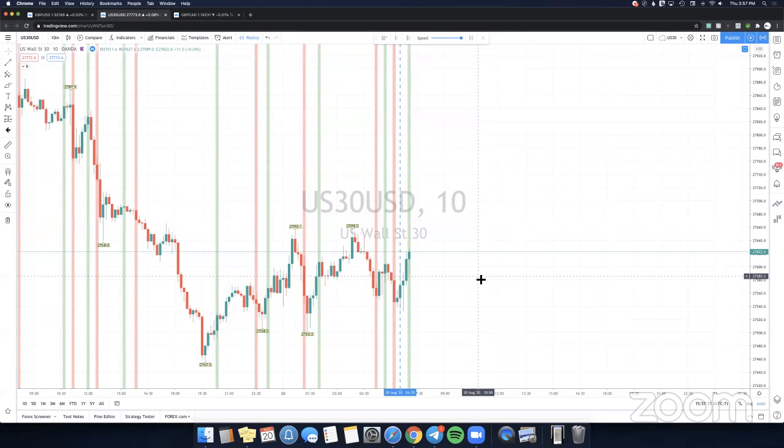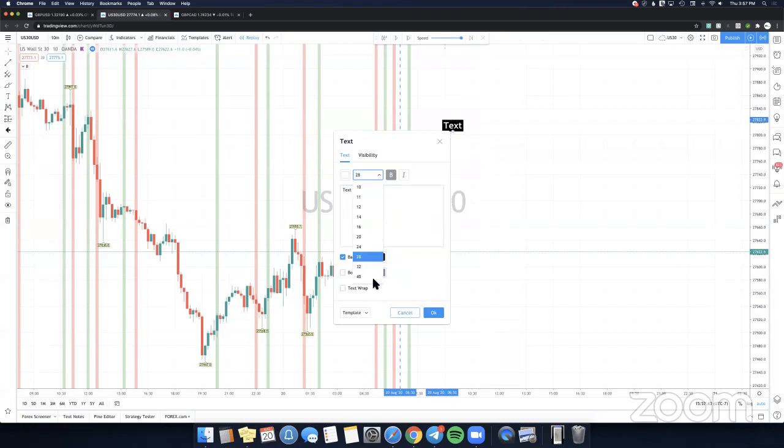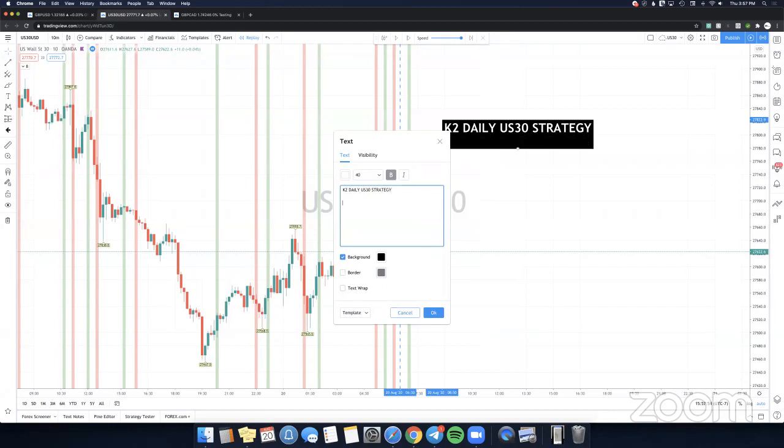So if you guys have access to the K2 indicators and the K2 strategies, you guys can apply this all on your own. You don't have to depend on me to give out a signal, because a lot of people miss them sometimes if they're moving too slow, because this requires that you're pretty quick with it, especially with US 30. It's a fast moving pair. So let's go to K2 daily US 30 strategy.